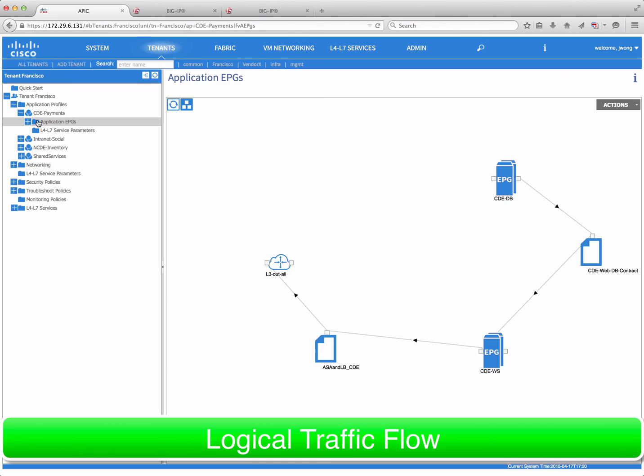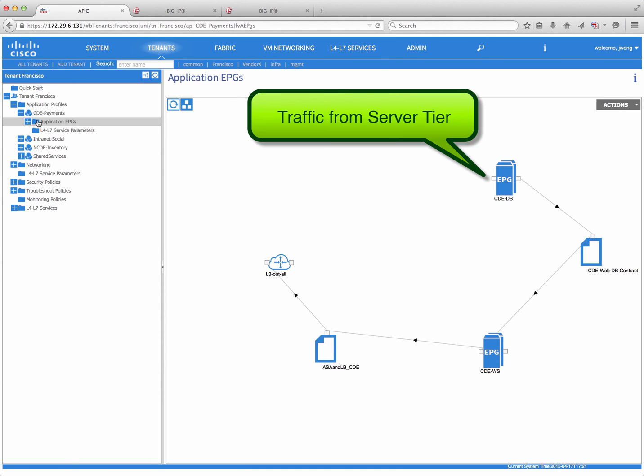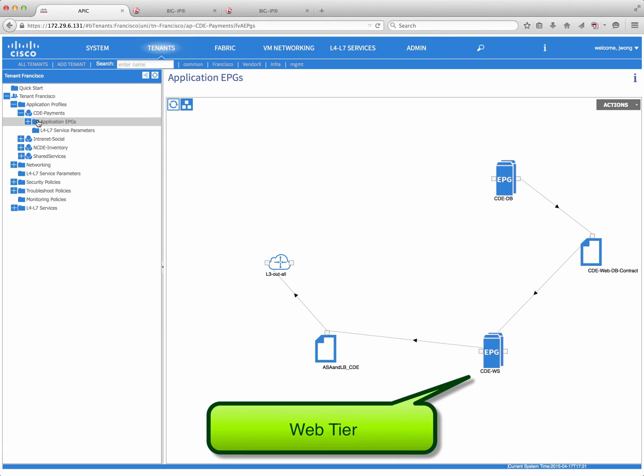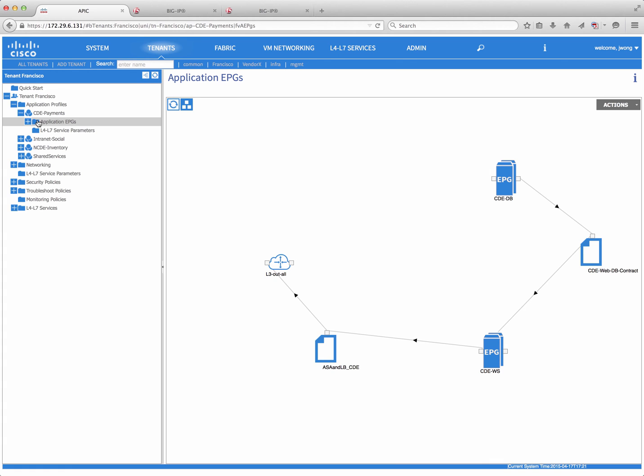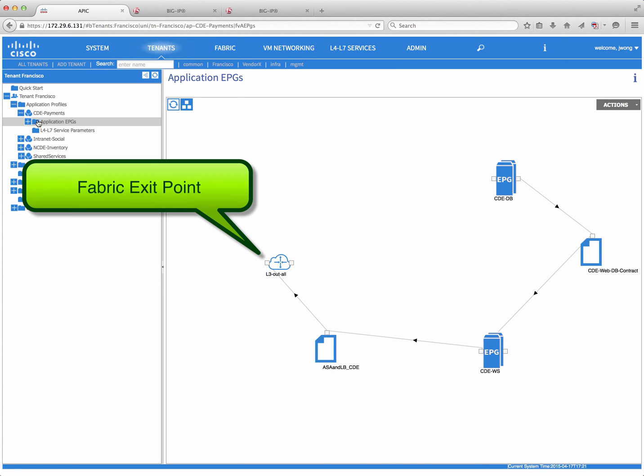Here, we take a look at the end-to-end logical traffic flow. We see traffic coming in from the right of our three-tier application from the database tier, going through a service graph and then to the web tier. From the web tier, it flows through the firewall and load balancer service graph, and then finally out of the fabric into the rest of the network.